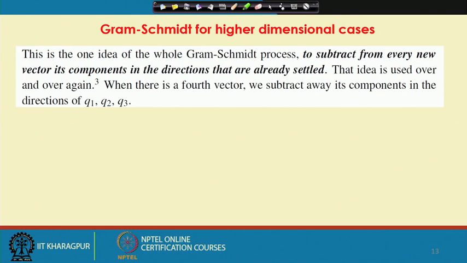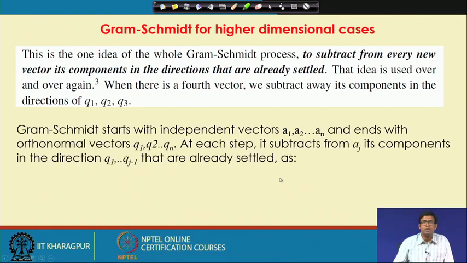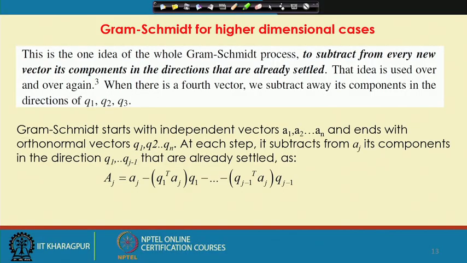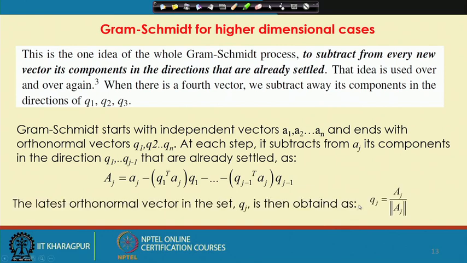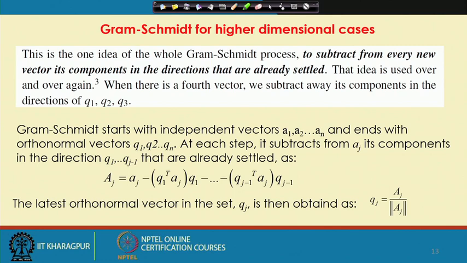When there is a fourth vector, we subtract away its components in the directions of q1, q2, q3. So Gram-Schmidt starts with independent vectors a1, a2 up to an and ends with orthonormal vectors q1, q2 up to qn. At each step it subtracts from the vector aj its components in the directions q1 up to q(j-1), which have already been found and settled, and then divides by its length to get the latest orthonormal vector qj. It can take any number of vectors and find the same number of orthonormal vectors.